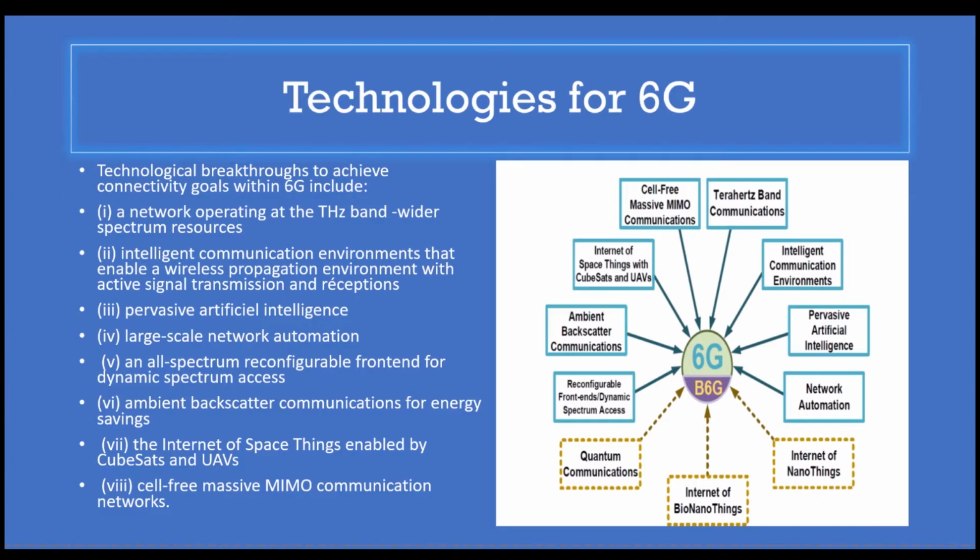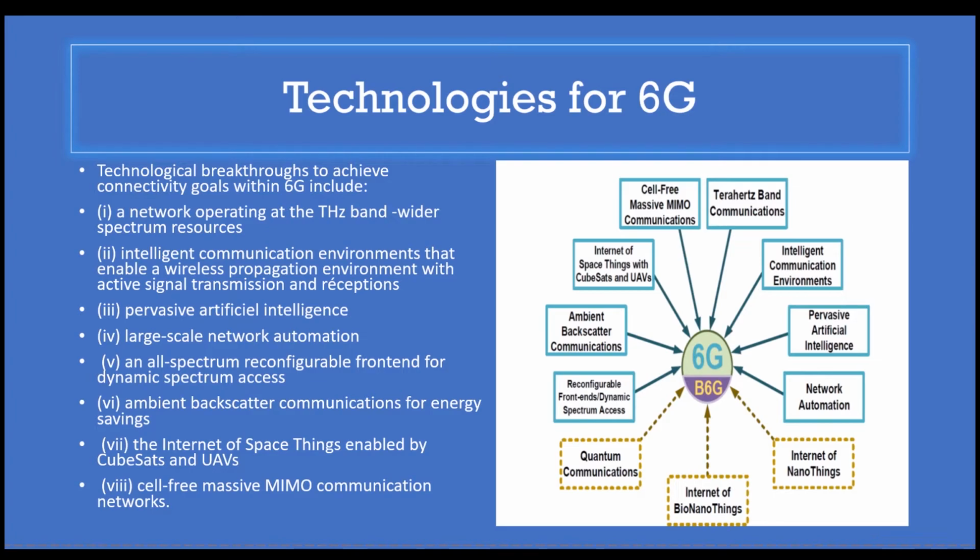It will result in constructive multipath signals at the receiver end. The third one is pervasive artificial intelligence. Artificial intelligence techniques will be implemented throughout the network in order to realize global optimization of the network. The fourth element is large scale network automation, where the entire process of the network will be automated to meet the heterogeneous demands of various applications' QoS.